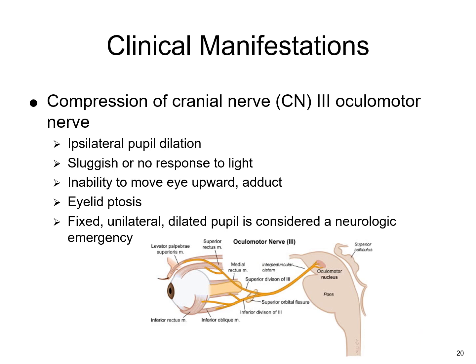Compression of cranial nerve 3, the oculomotor nerve, results in dilation of the pupil on the same side, ipsilateral, as the mass lesion. Findings include sluggish or no response to light, inability to move the eye upward and adduct, and ptosis of the eyelid. These signs can be the result of the brain shifting from midline, compressing cranial nerve 3 and paralyzing the muscles controlling pupillary size and shape. In this situation, a fixed, unilateral, dilated pupil is considered a neurologic emergency that indicates brain herniation.